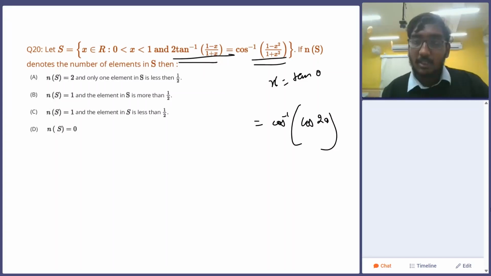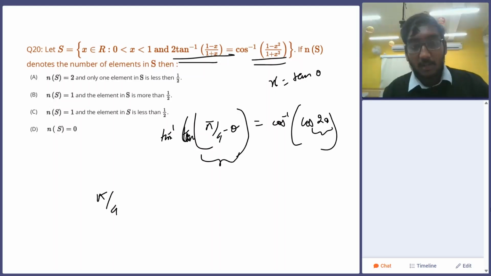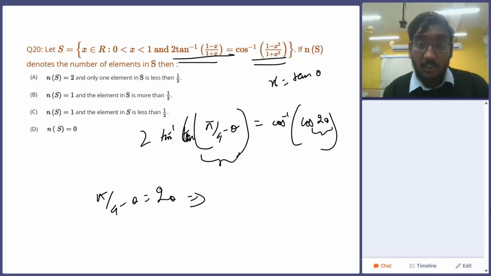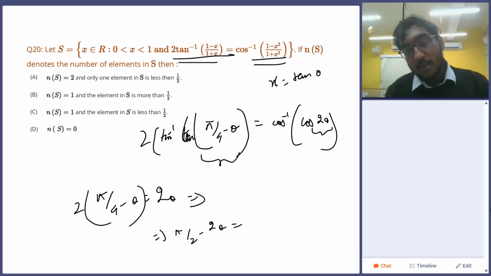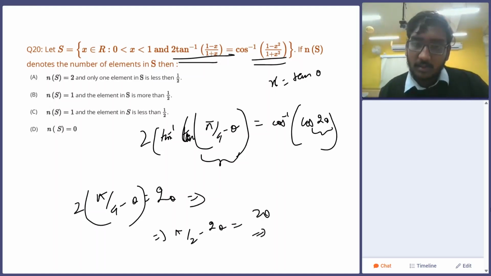And 1 minus tan theta by 1 plus tan theta is what? Tan of pi by 4 minus theta. Basically, it will get simplified. Tan inverse of tan will be this alone, cos inverse of cos will be this alone. That means pi by 4 minus theta is equal to 2 theta. And there is a coefficient 2 over here, I forgot to multiply. So pi by 2 minus 2 theta equals 2 theta. That means 4 theta is pi by 2, or theta will be pi by 8.